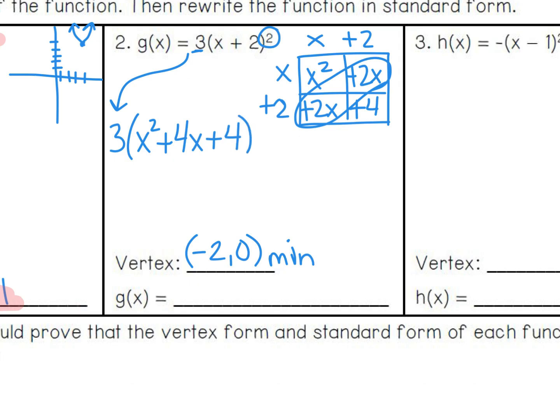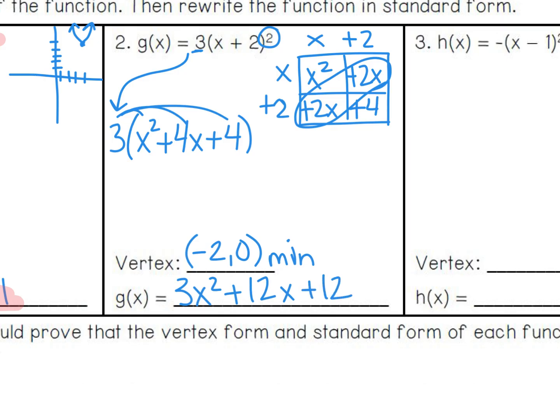So now it looks like what we did way at the beginning of the year with distributing, right? So 3 times x squared is 3x squared. 3 times 4x, 3 times 4 is 12. Don't forget your x. And 3 times 4 is positive 12.